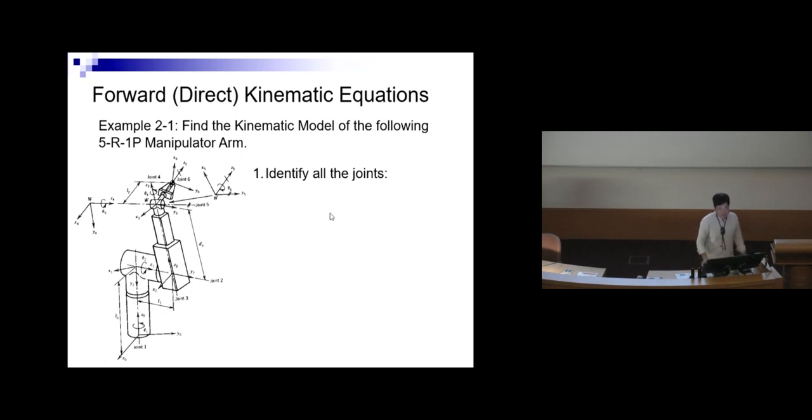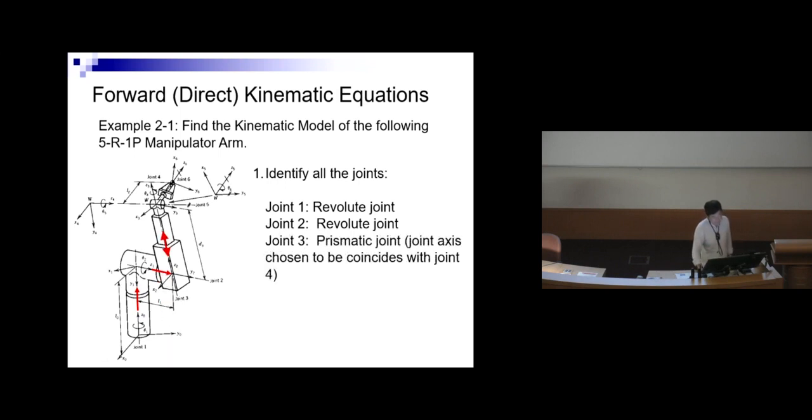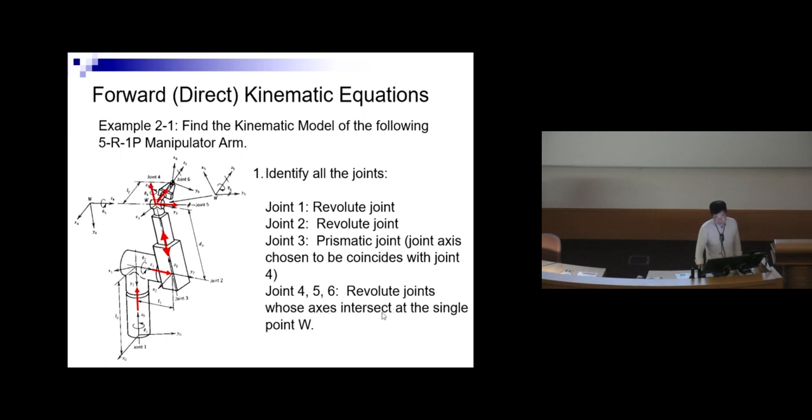So this is your robot. The first thing is you identify and label all the links, and then you identify all the joints and determine whether each is a revolute joint. The first joint is a revolute joint. The second joint is also a revolute joint. The third one is a prismatic joint, so it's linear movement. And then the joint axis chosen should coincide with joint 4, so you try to plan ahead. And then joints 4, 5 and 6 are essentially revolute joints. These revolute joints, the axes, intersect at a single point called W, point W.